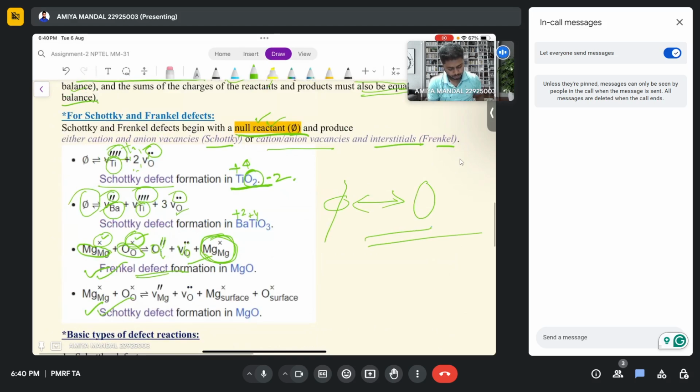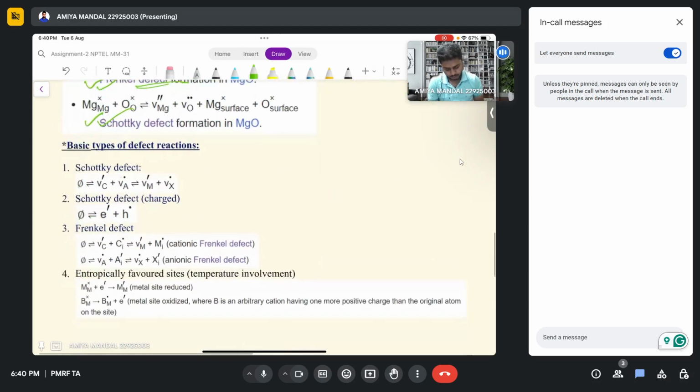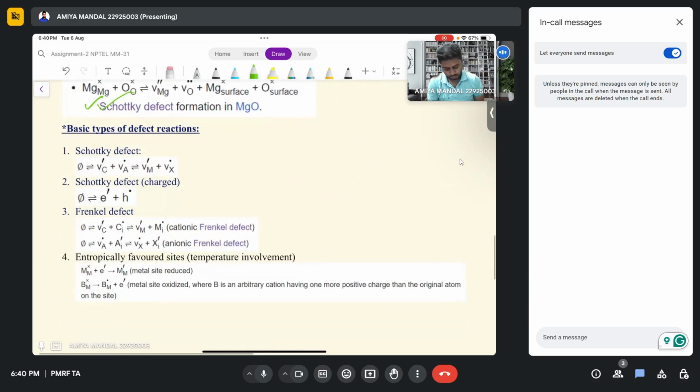So the basic types of reactions are like Schottky defect, phi going to cation and anion vacancy, cation and anion vacancy will be there. Electron or hole for charged Schottky defect. For cationic Frenkel defect, this type of reaction. Okay.